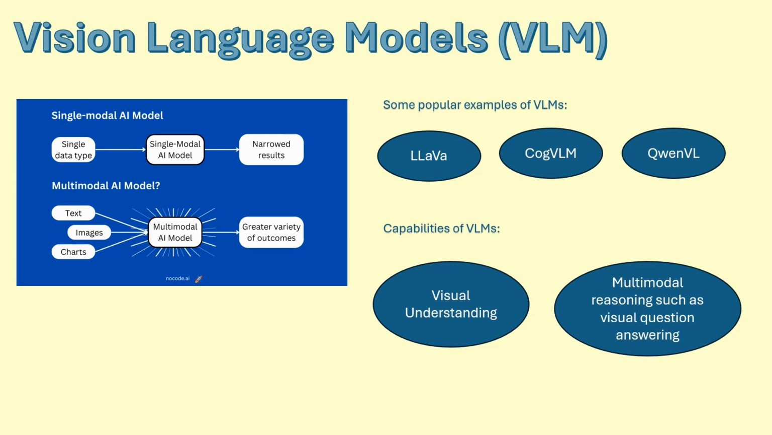The first capability is visual understanding. VLMs can recognize and describe the contents of images with human-like accuracy, detecting objects, scenes, and activities. The second capability is multimodal reasoning. VLMs can combine visual and textual information to perform complex tasks like visual question answering and image captioning.